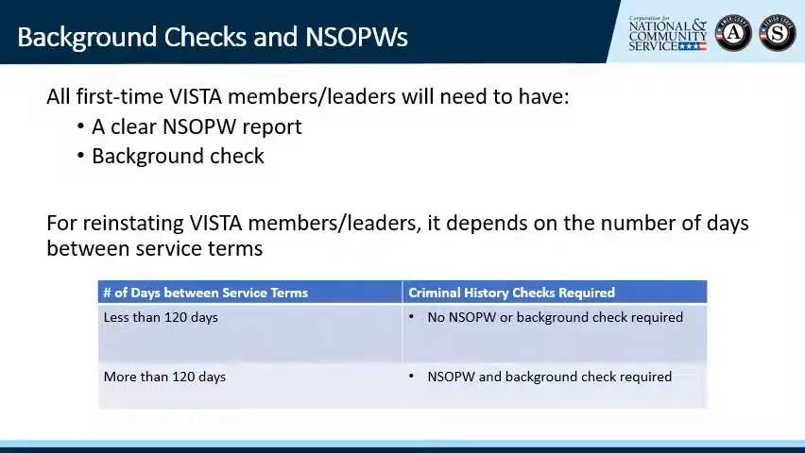All first-time VISTA members and leaders will need to have a clear National Sex Offender Public Website report. These NSOPW checks are completed by the VMSU at headquarters. All first-time members and leaders will also need to have a criminal history background check completed. We are currently in the process of moving this to online criminal history background checks. Once that has been finalized, we will provide you with additional information. For reinstating members, it depends how long the member has been out of service. If they have been or will be out of service for more than 120 days, they will need to have a new NSOPW and background check completed.